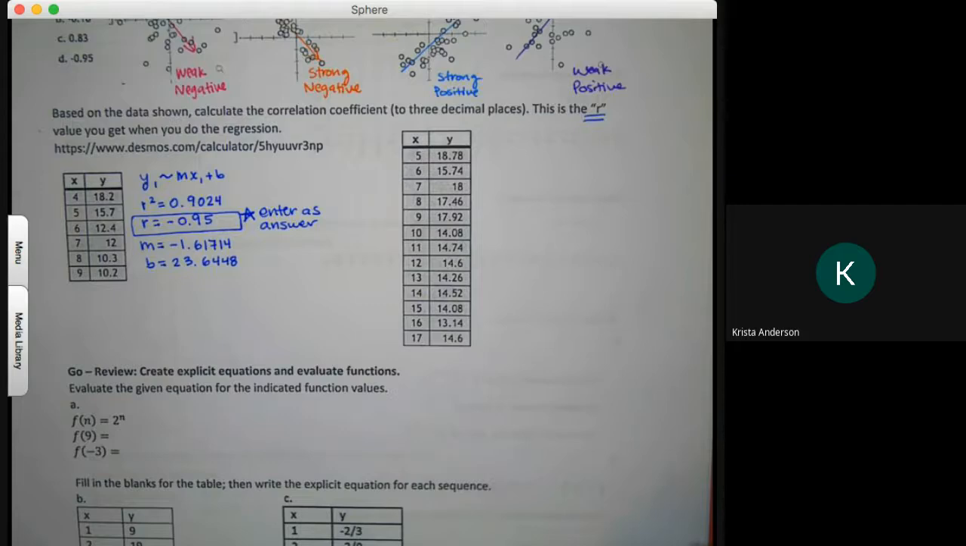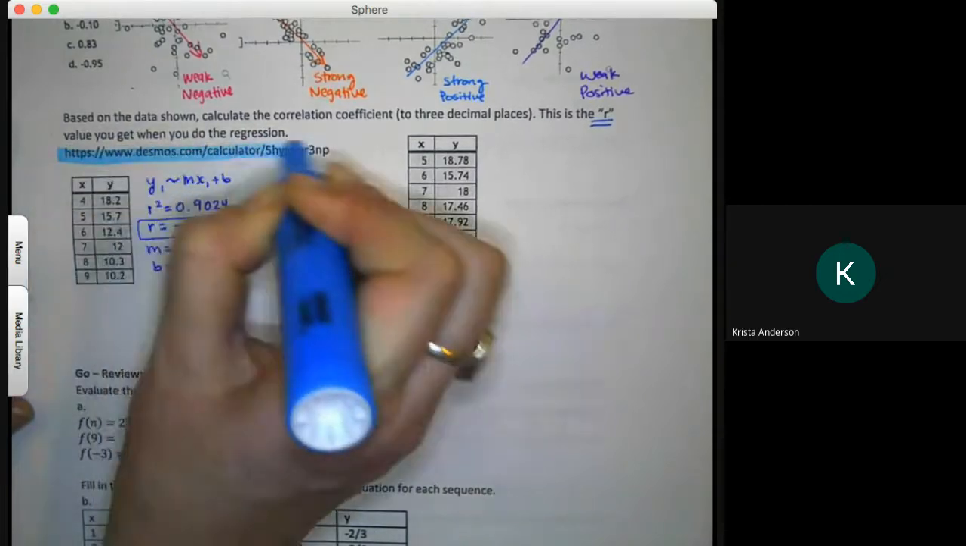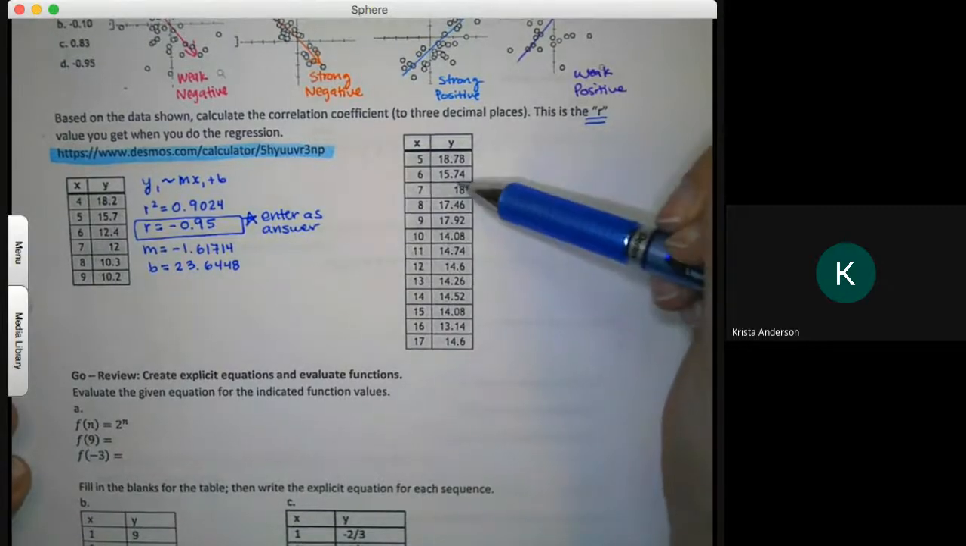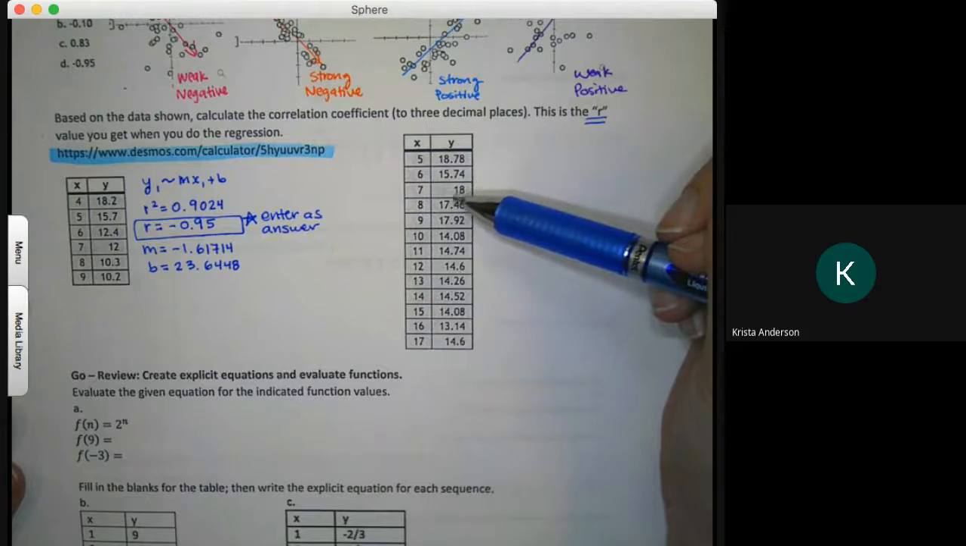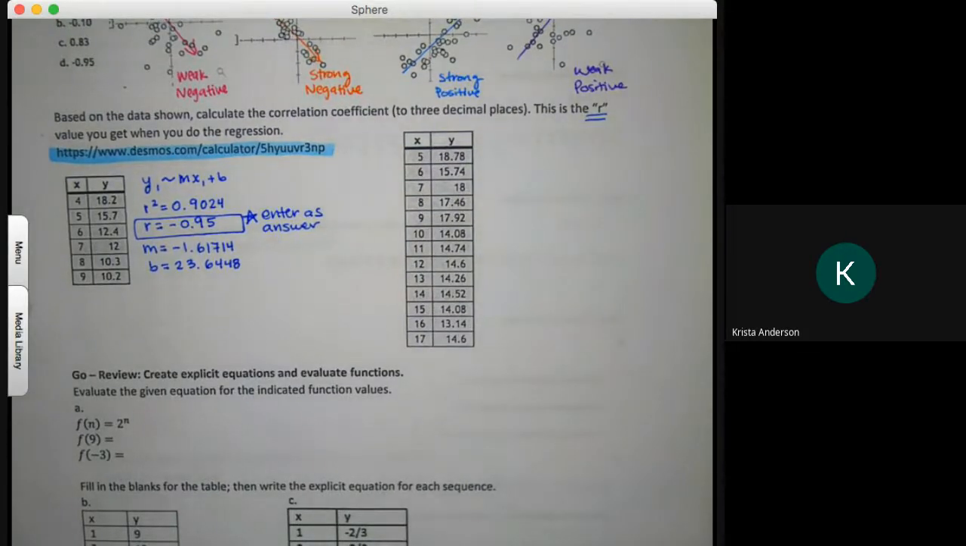Do you have questions about that? We are using this Desmos calculator to find it. Will you raise your hand if you want me to do one more example? One more? Okay. So I'm going to pull the calculator over and enter in the second table.